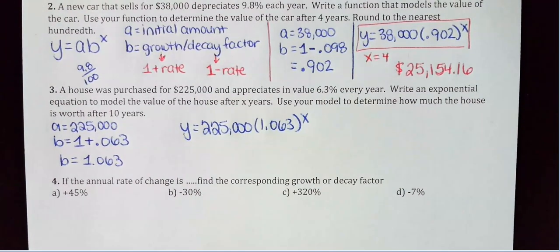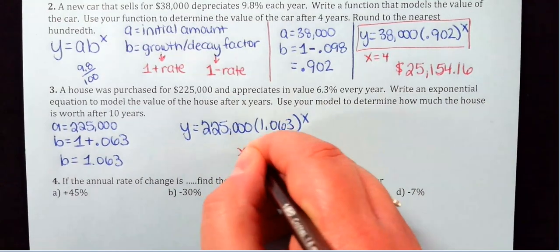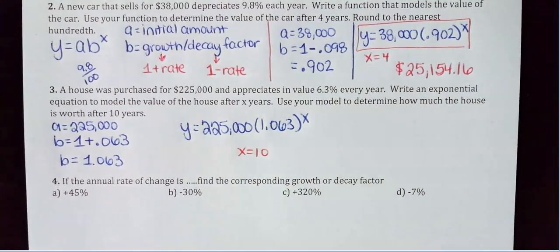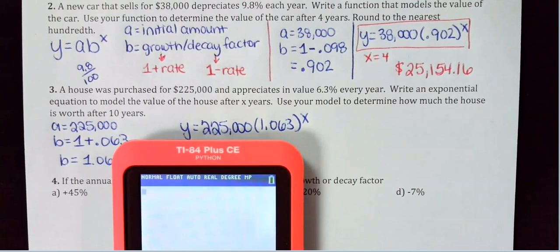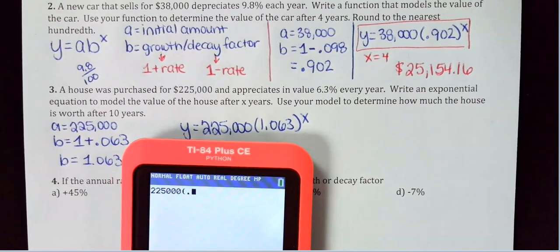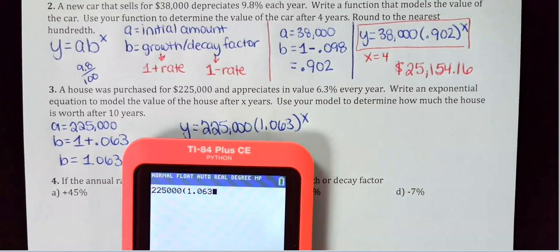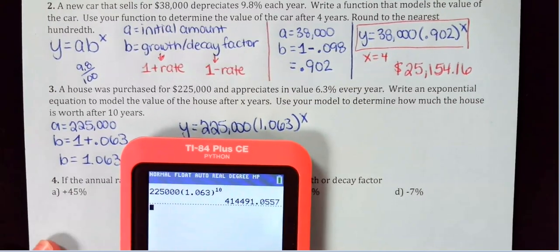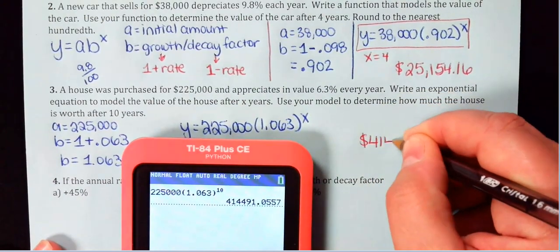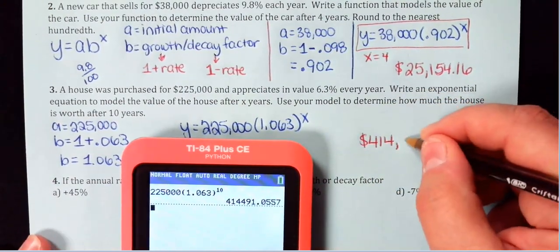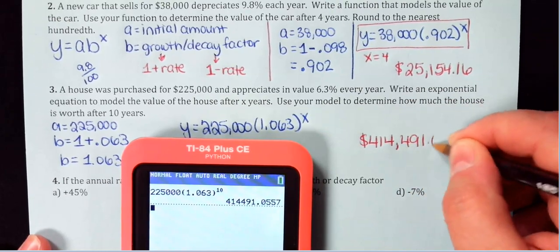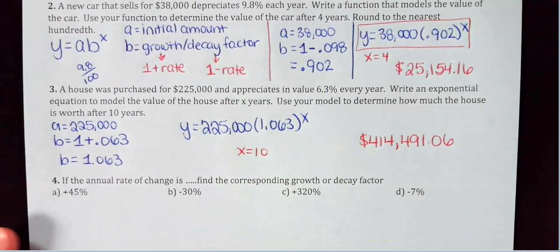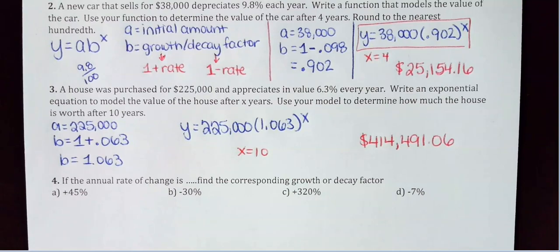And then it says use this to determine how much the house is worth after 10 years. So we're just going to plug in 10 for x, and then we'll figure that out real quick. So I'm going to do 225,000 times 1.063 to the 10th. So $414,491 and about 6 cents if I round that to the nearest hundredth for money. Is anybody having a question? Bless you.